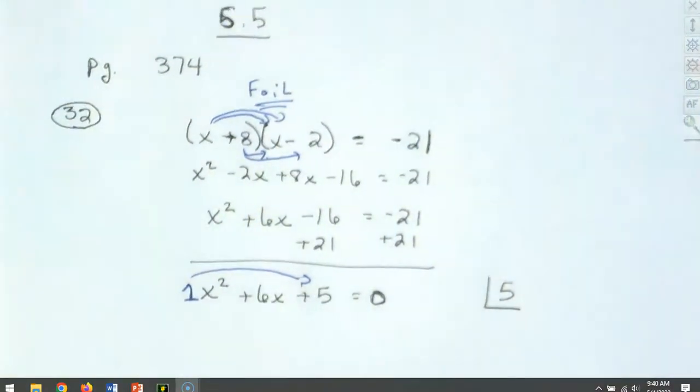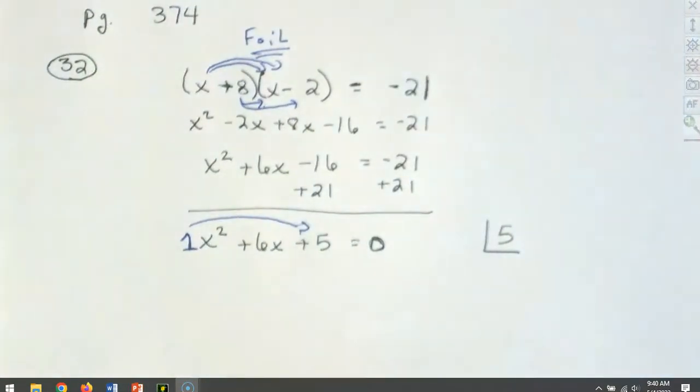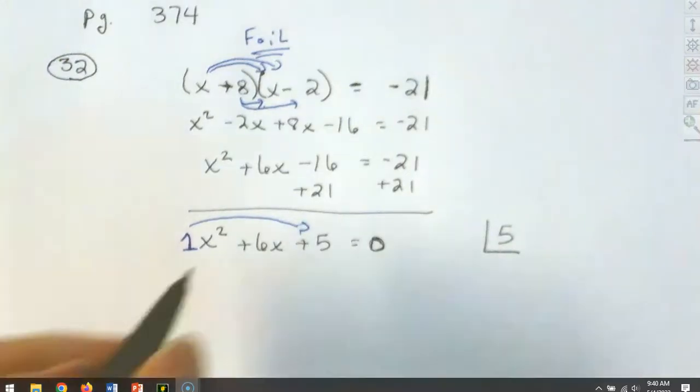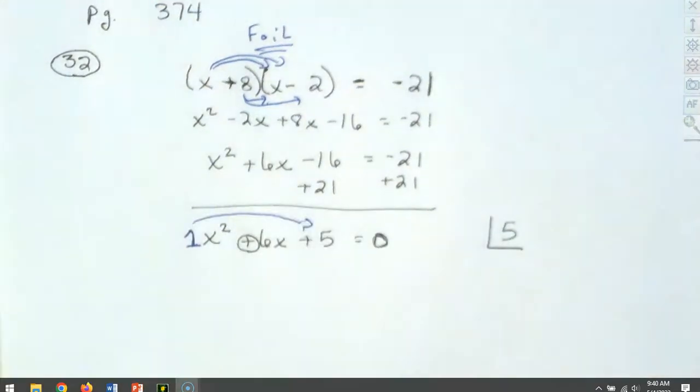Okay, while you're copying it down, can someone tell me what the signs are going to be? First off, are the signs going to be the same, or are they different? Look at the 5. What's the sign of the 5? Positive. Okay, what do we know if they're positive? They're the same, okay, because they have to either be both positive or both negative. Are they both positive or are they both negative? Which one and why? Positive. Why? Because the middle is positive.